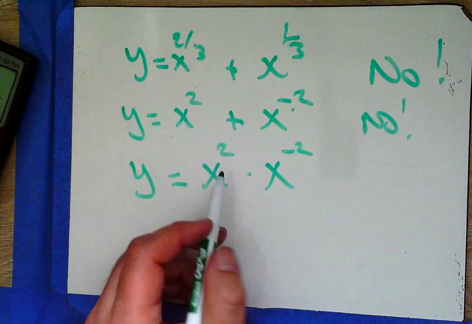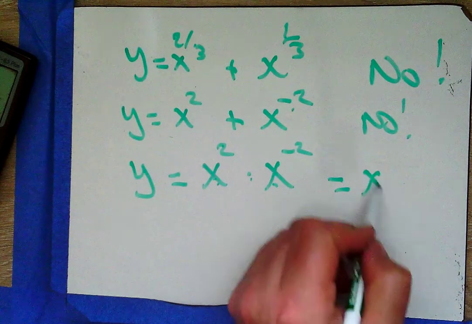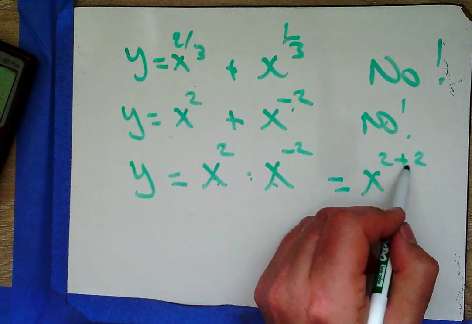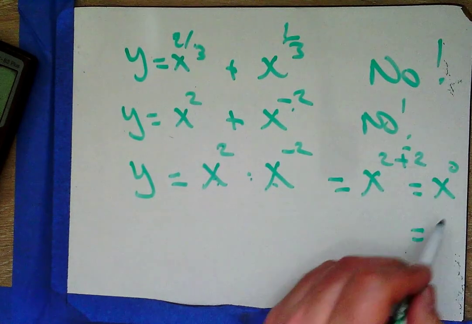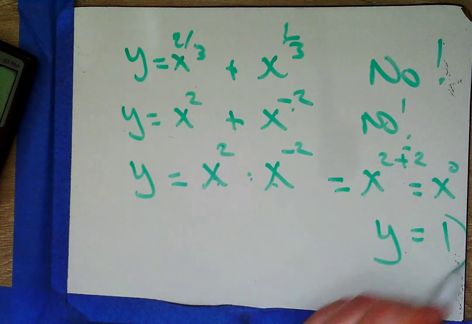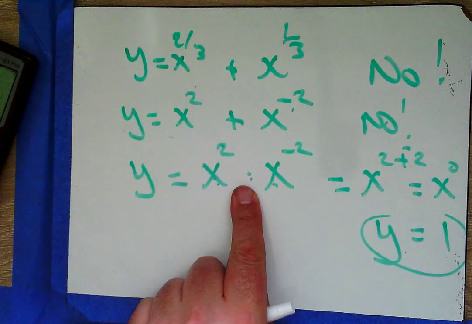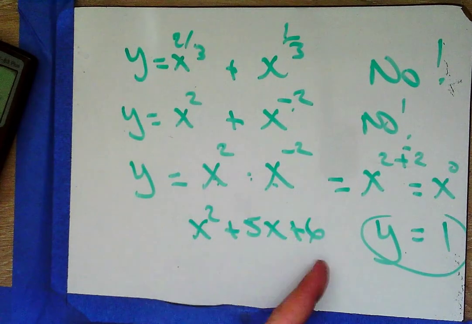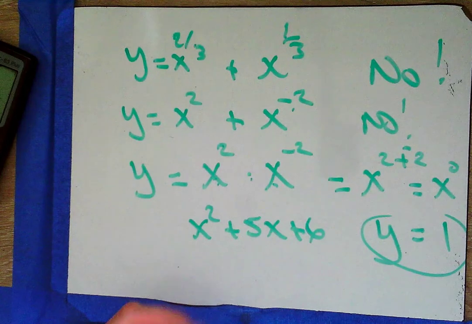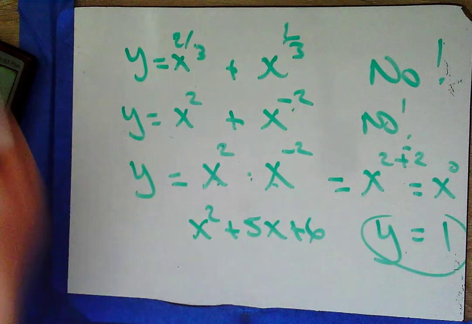Well, be careful here, because when the bases are the same and we're multiplying, we can add those exponents. And we get x to the 0, and that's 1. y equals 1? Sure, that's a polynomial. It didn't look like a polynomial. I mean, I'm used to seeing x squared plus 5x plus 6 and saying, hey, that's a polynomial. This doesn't look like a polynomial, but it can be simplified into something that is a polynomial.